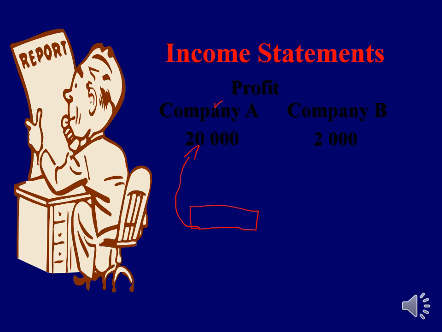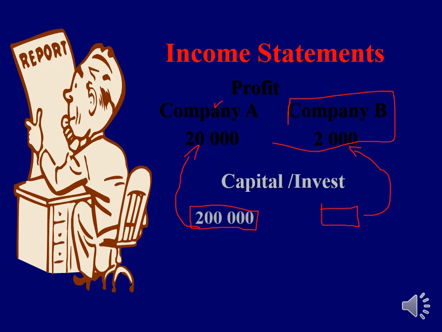Okay, we see company B. Company B's owners invest only 200 ringgit, and then the company gives him a profit of 2,000. So by looking at the capital here, do you think company A or company B is better? I feel company B. If we just look at the profit, we might think company A is better than company B. But when we look at all the company's data, we change our opinion: company B is better than company A.